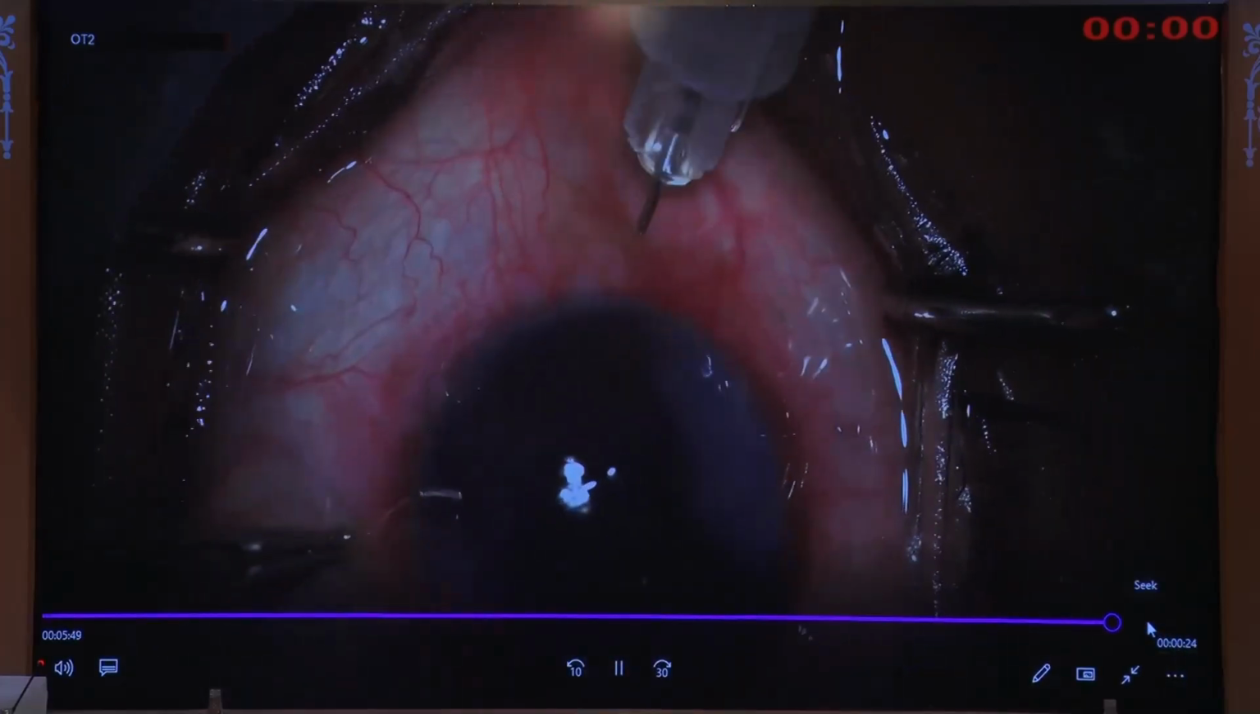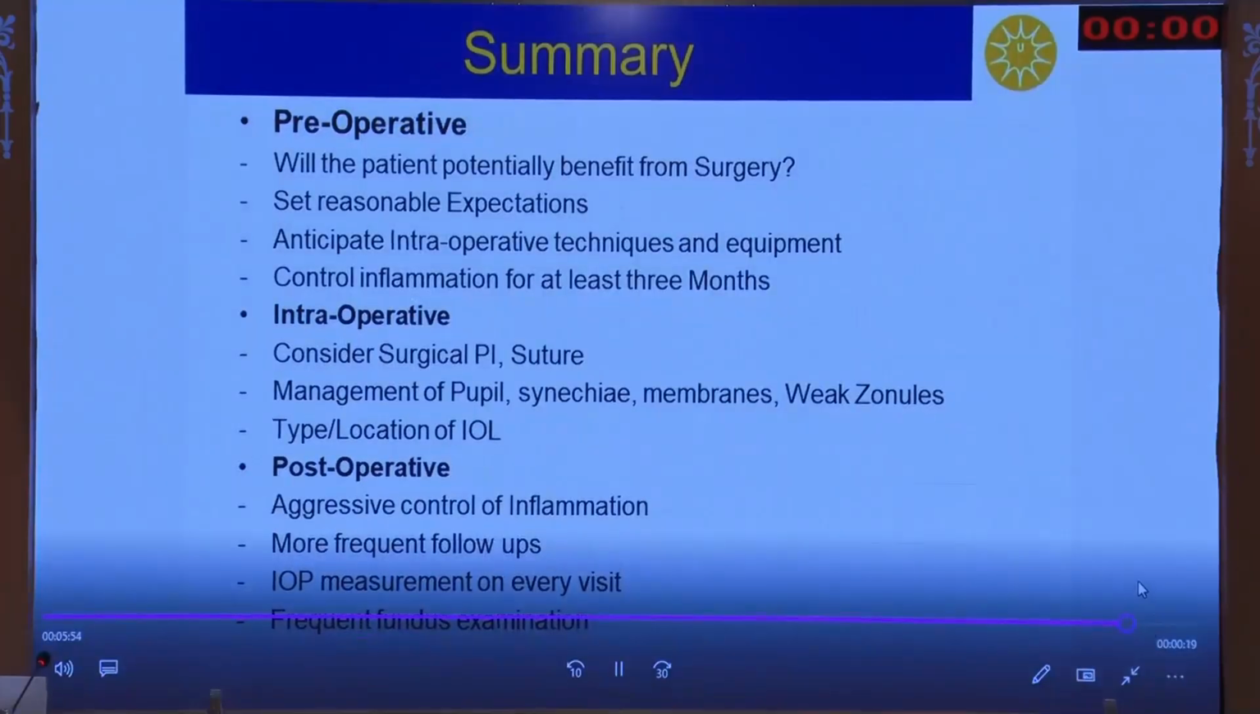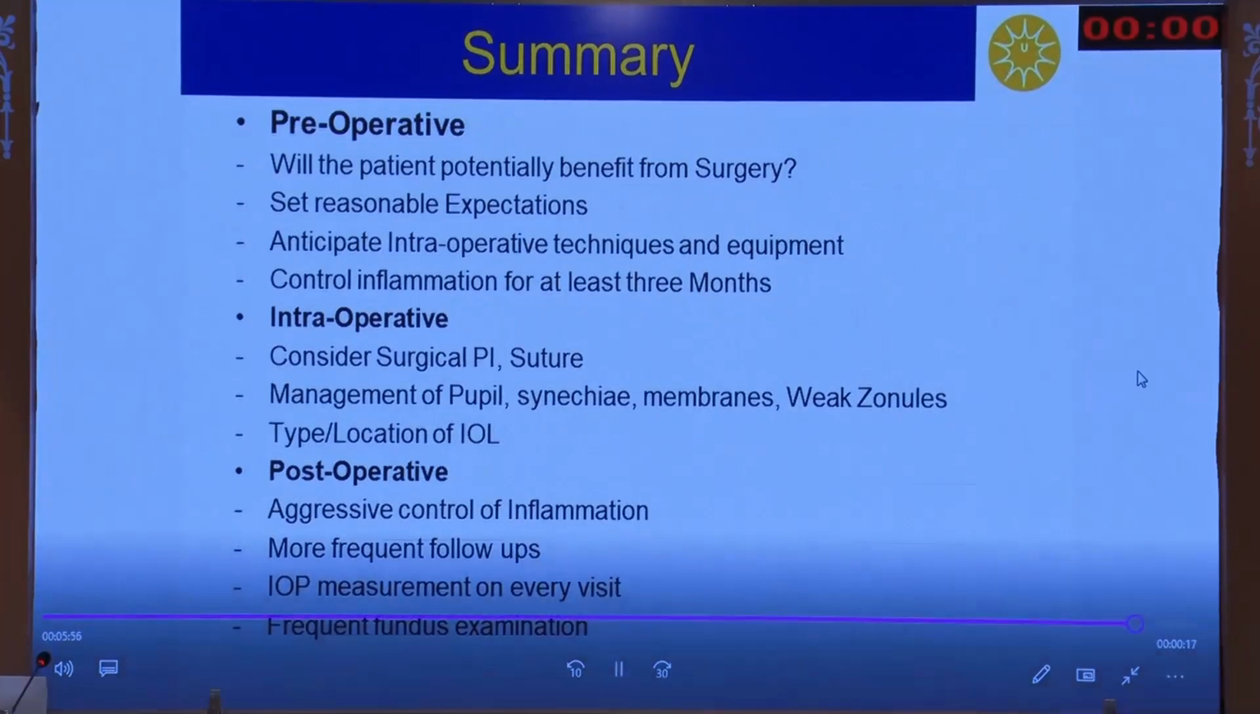As you all know, after that we can put the intravitreal injection if indicated.